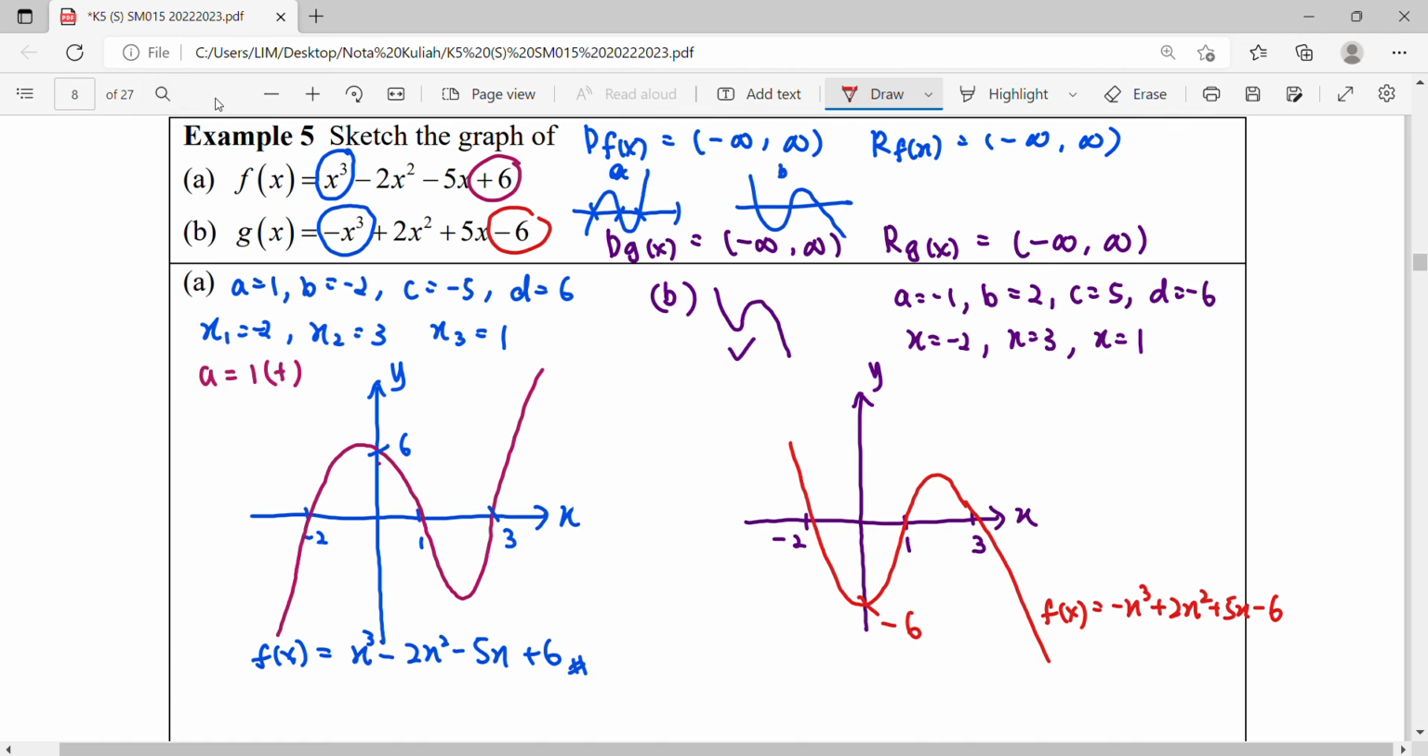So for cubic, we look at its properties: where the roots are, where the y-intercept is. Then lastly, make sure your graphing is labeled with the y-axis, x-axis, and the graph and the function. So this is g(x). This is not f(x), this is g(x). Writing error.